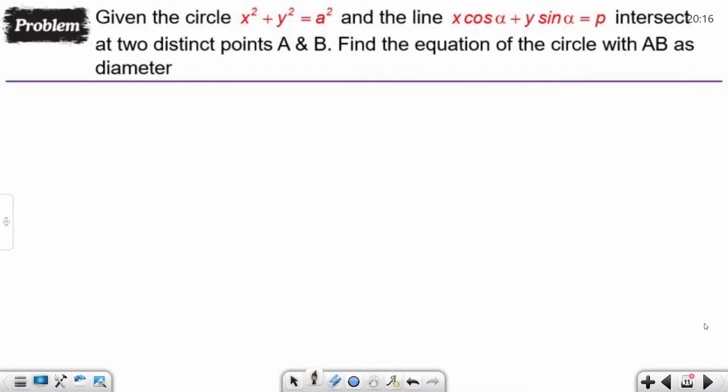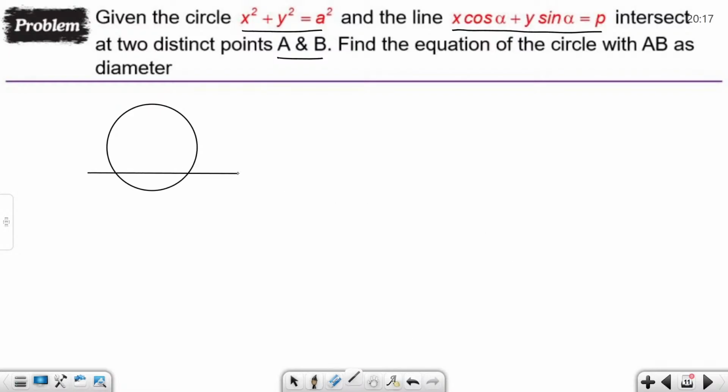The question is, given the circle, there are again one circle and one line is given. And they are saying that this circle and this line are intersecting at two distinct points AB. You have to find out the equation of the circle with AB as diameter. So let me just draw the circle first. And let us say our line is this one. This is the line, okay?